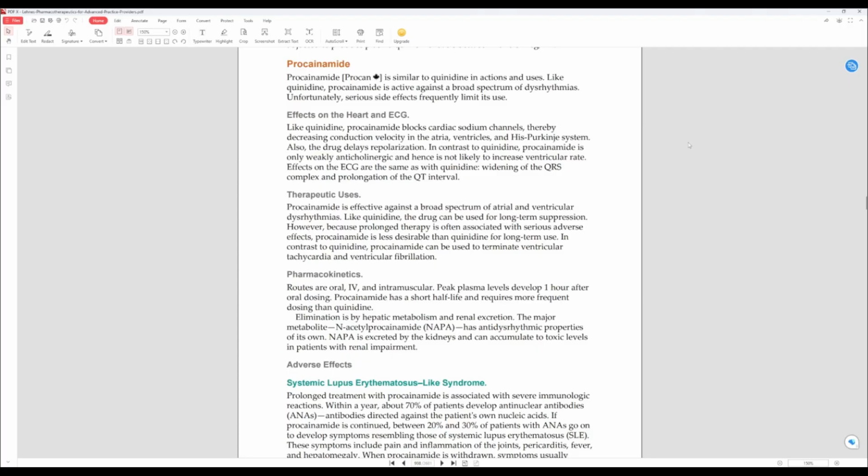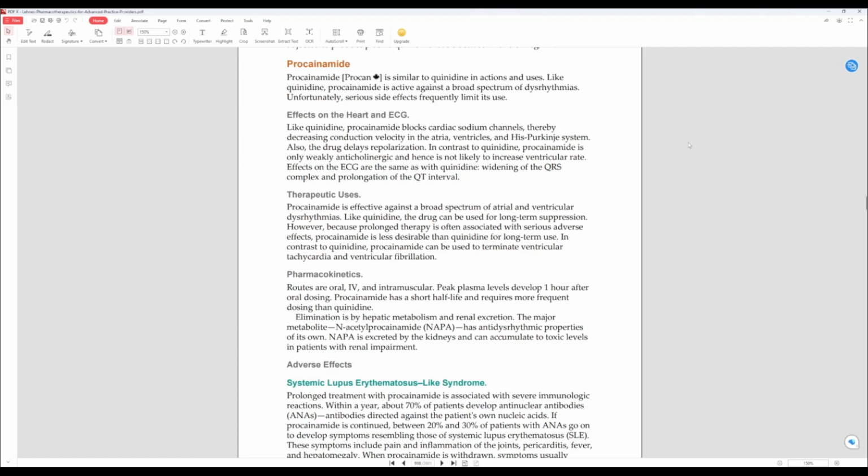Its therapeutic use is effective against a broad spectrum of atrial as well as ventricular dysrhythmias. Like quinidine, the drug can be used for long-term suppression. However, prolonged therapy is often associated with serious adverse effects. Procainamide is less desirable than quinidine for long-term use. In contrast to quinidine, procainamide can be used to terminate ventricular tachycardia and ventricular fibrillation.